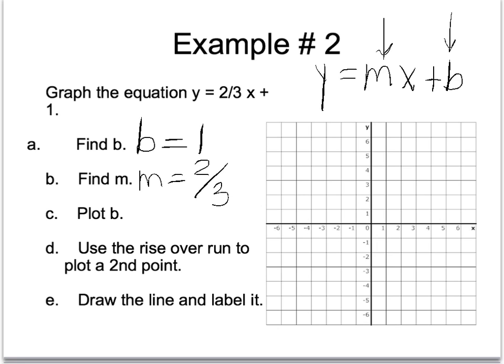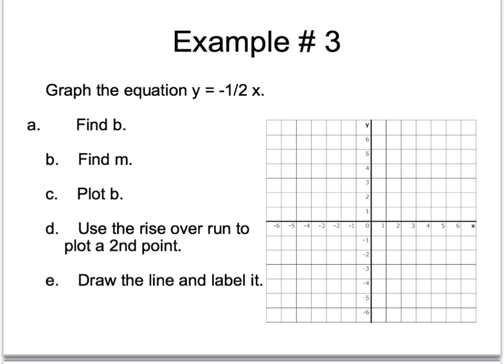And so plotting b is at a positive 1 right here, and the slope being rise 2, run 3, rise 2, run 3, and maybe you don't want to plot a whole bunch of points on your graph. I have my 2 points here, and so I could just go ahead and connect those 2 points if I wanted to, up 2 over 3, and draw my line. And label it y equals 2/3 x plus 1.